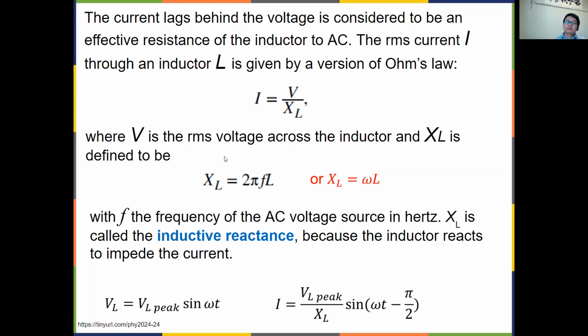And as you can see, inductive reactance is equal to 2 pi F times L. So it also depends on F, the frequency. If you have an AC power that has a different frequency, then the same inductor will have a different reactance in response to the different frequency. So it's proportional to the frequency in this case.